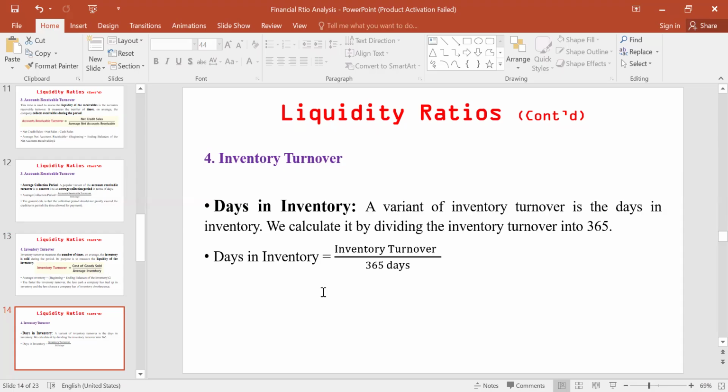Here I try to calculate the days. Days in inventory turnover: divide 365 days by the inventory turnover, and you will get the days, how many days are needed to sell out the inventory in the market.